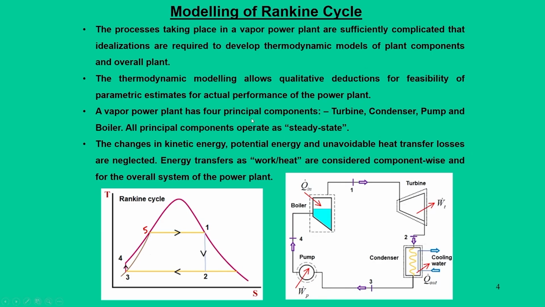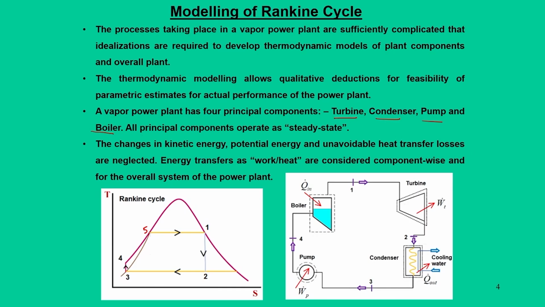plant consists of 4 principal components. That means, to make this work in an actual power plant, we need to think about 4 principal components, and in fact, this is one of the basic requirements for vapor power plants. So, the components are turbine, condenser, pump and boiler. These are the 4 major components, and it is presumed that all these components operate in a steady state manner.